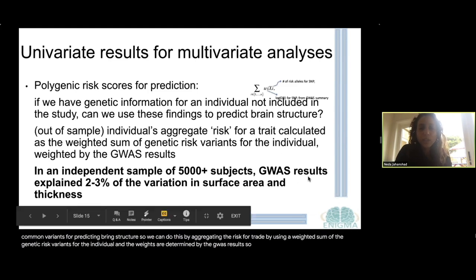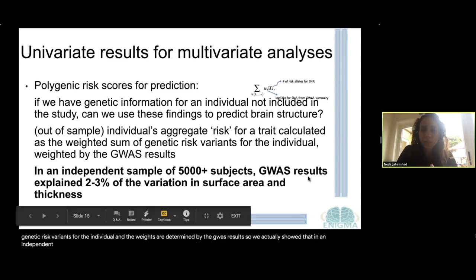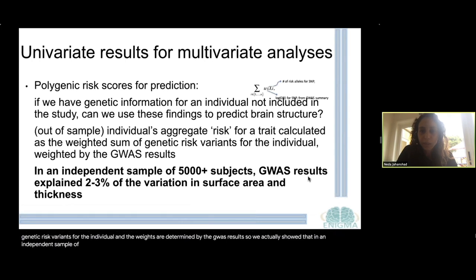We actually showed that in an independent sample of over 5,000 individuals, the GWAS results that we present in the paper at the univariate level, summed up in a multivariate, just a linear combination, can explain 2 to 3% of the variation in both total surface area and average thickness.